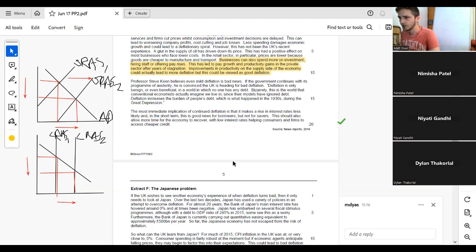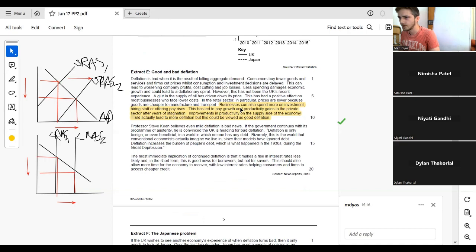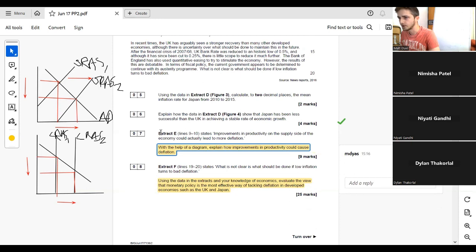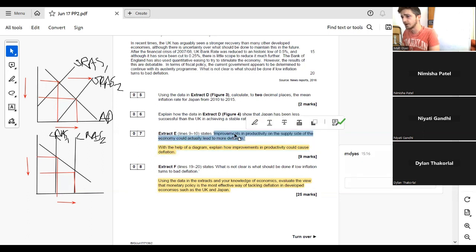So I've highlighted just the part of the extract the question guides us to. So we go down here, you can see it says extract E lines 9 to 10, improvements in productivity could actually lead to more deflation. And basically, with the help of a diagram, explain why. So typically, I wouldn't try and quote the exact part in the question. I don't think you get much AO2 credit for quoting the quote in the question.